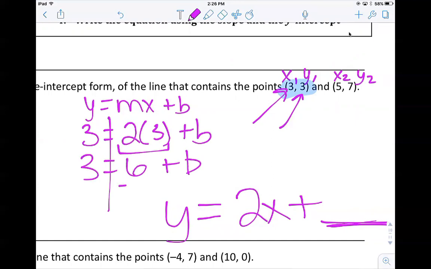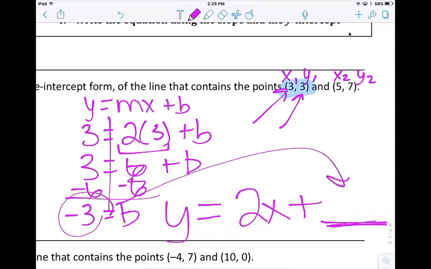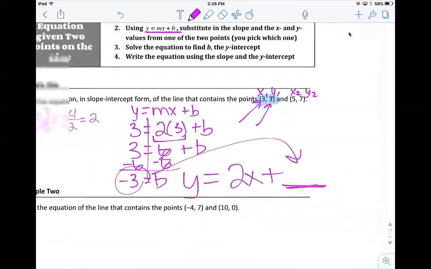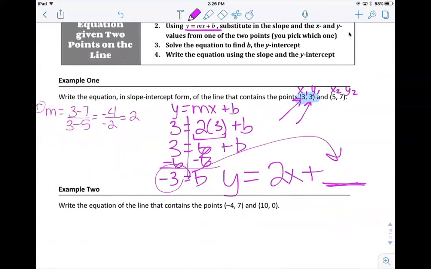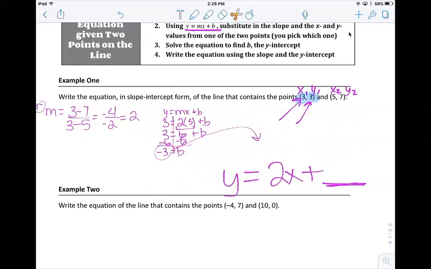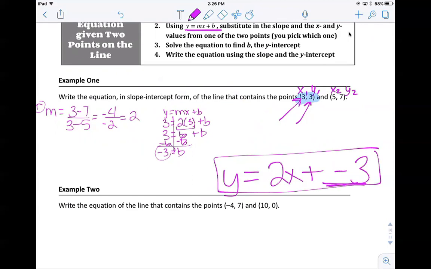Well, we want to get b by itself, so we're going to subtract 6 from both sides. When we do that, we end up with b equaling -3. B is that missing piece that we want to plug into our equation. So when we go to write that equation, we will say, all right, y equals 2x plus -3. Now, you could also write this as y equals 2x minus 3, if you would prefer.